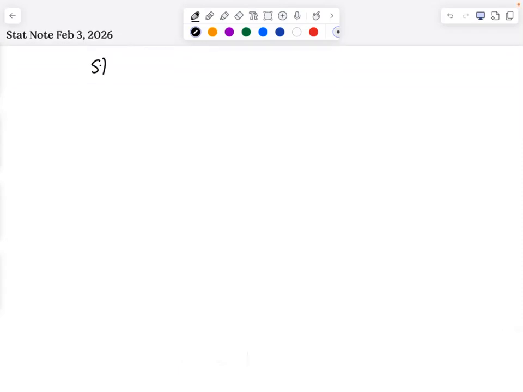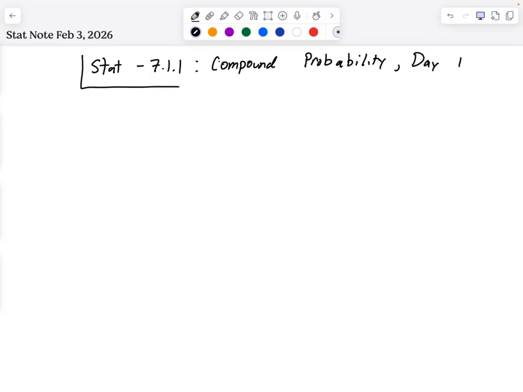So, Stat 7.1.1, compound probability, day one. Okay, so we've got almost about 15 minutes of notes to go through. We're going to try to get some vocabulary.